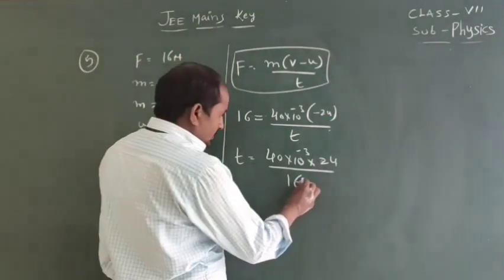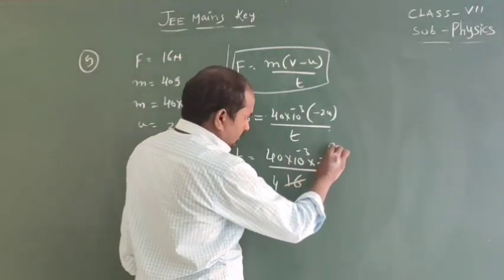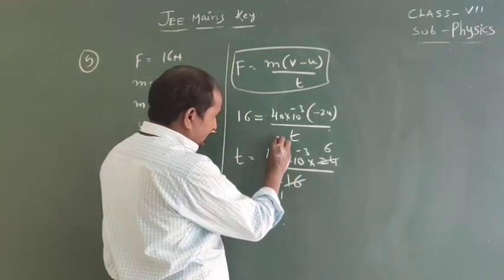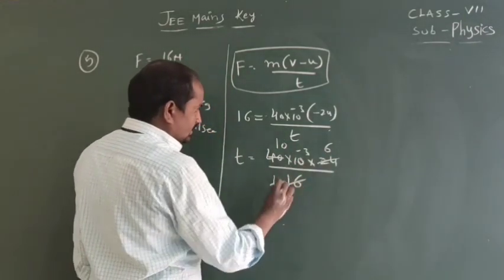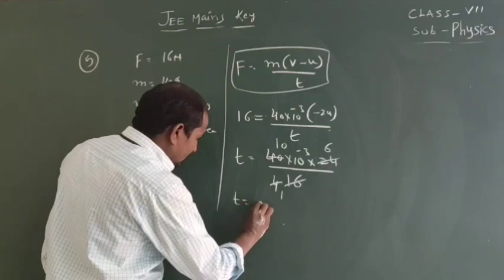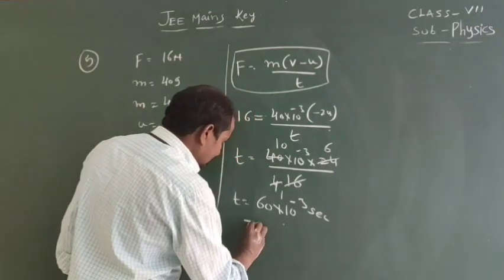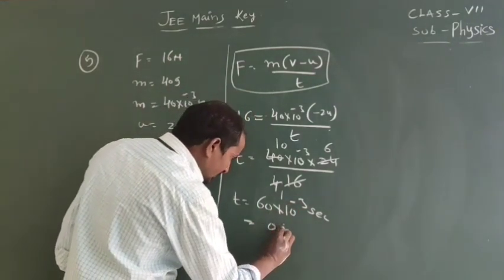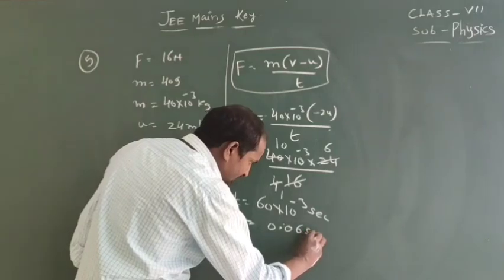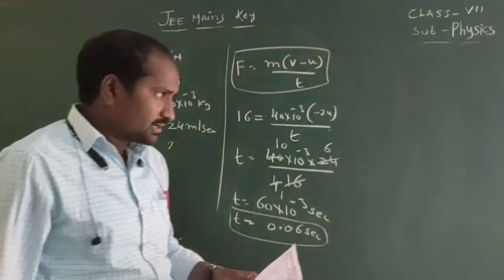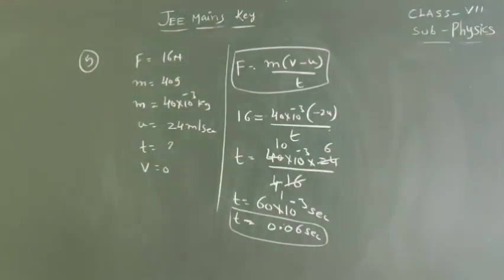4 table: 4 4s are 16, 4 6s are 24. 4 1s are 4, 4 10s are 40. 10 into 6 equals 60. Therefore t equals 60 into 10 power minus 3 seconds. So the zero we can cancel, that equals 0.06 seconds. Here t equals how much? 0.06 seconds.